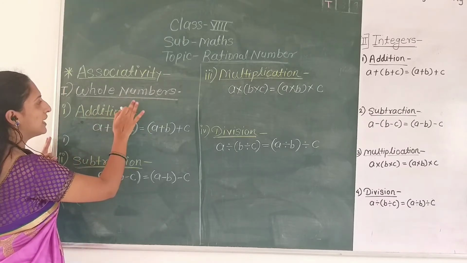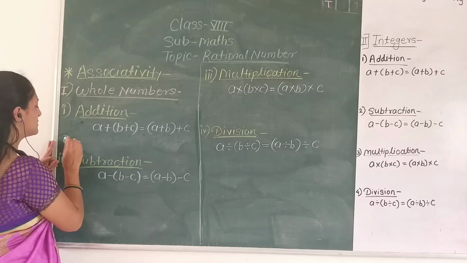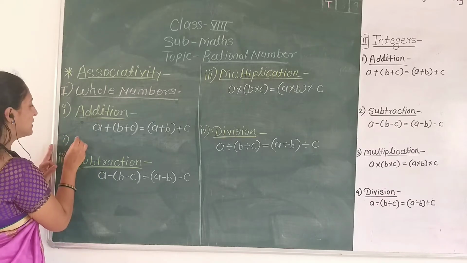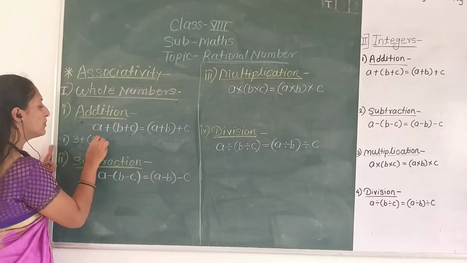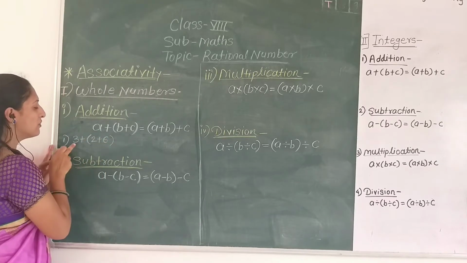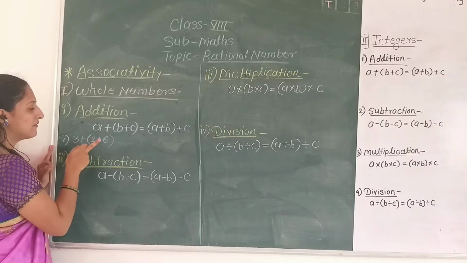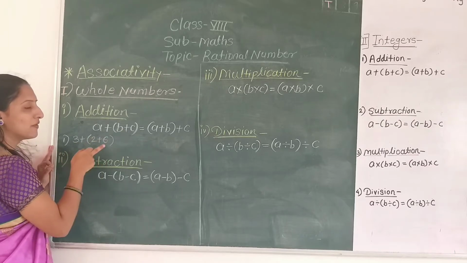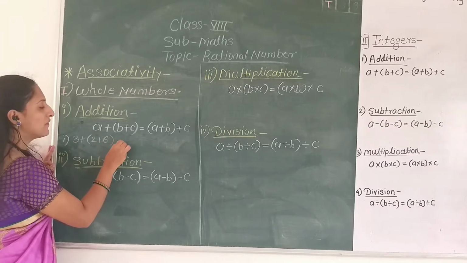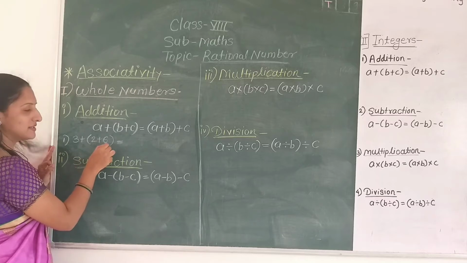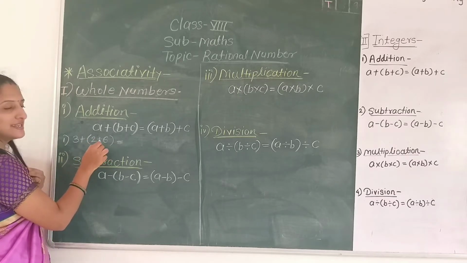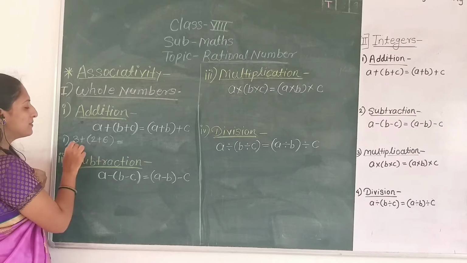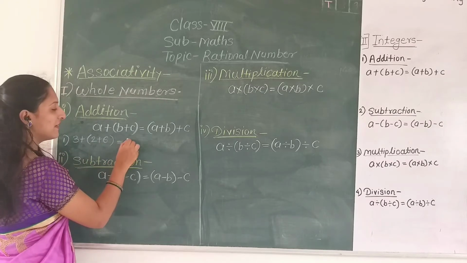Now, take any three whole numbers here. Look at the board: 3 plus 2 plus 6. The value of A is 3, value of B is 2 and value of C is 6. First, we solve the bracket, that means 2 plus 6. Now 2 plus 6 is 8 and 8 plus 3 is 11.